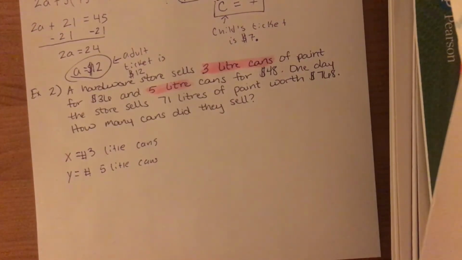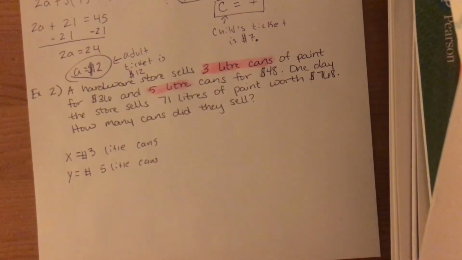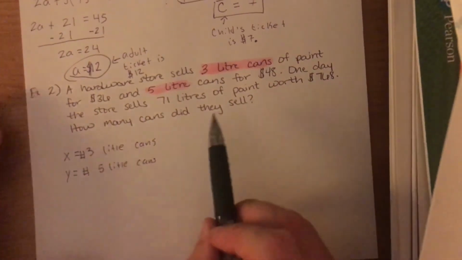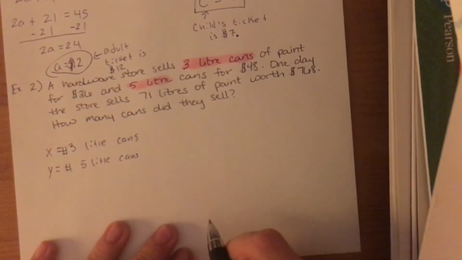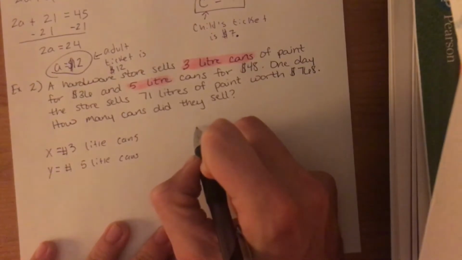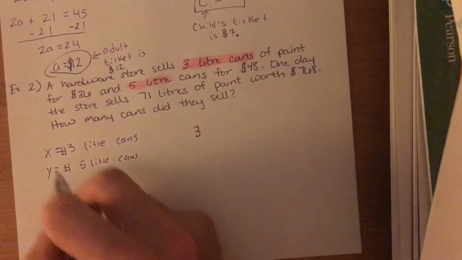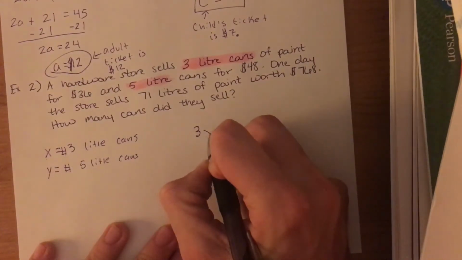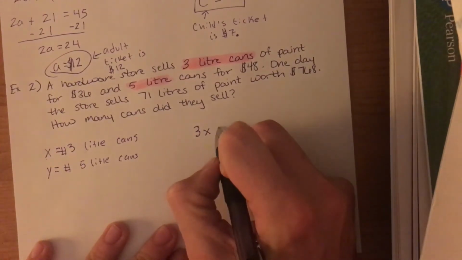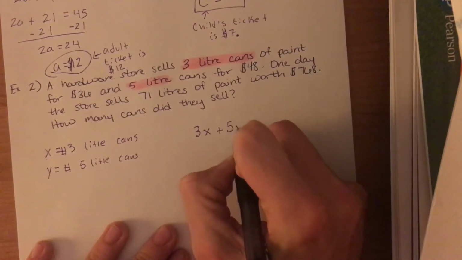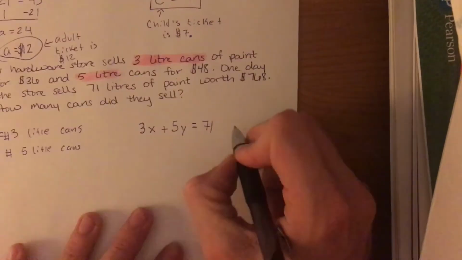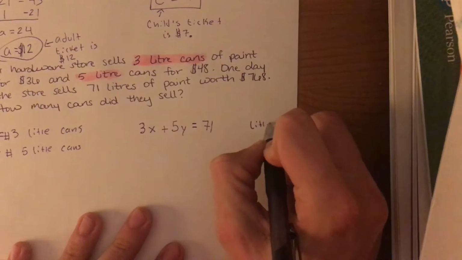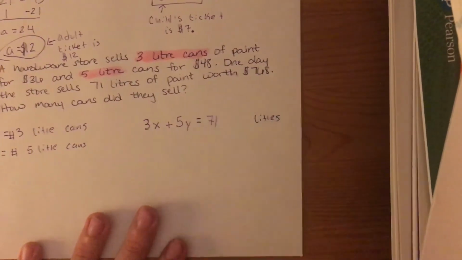So we know that we sold 71 liters of paint. So we've got to write an equation that says we're going to have to multiply X times 3 to figure out the total amount of liters, plus 5 times Y, and we're going to set that equal to the total number. So this right here is our liters equation.